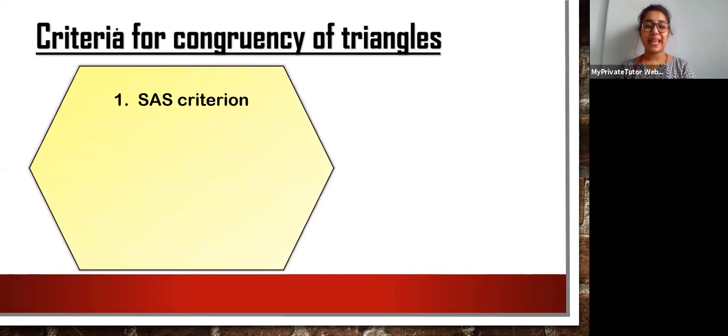The first is SAS criterion. These are also called SAS test. Why are these also called tests? Because this is just a small exam for the triangles. If they can pass this test, they will be considered to be congruent. Let's have the second one, that is ASA test. First, I'll tell you all the types of criteria and then I'll be explaining each one of them. So first is SAS criterion.